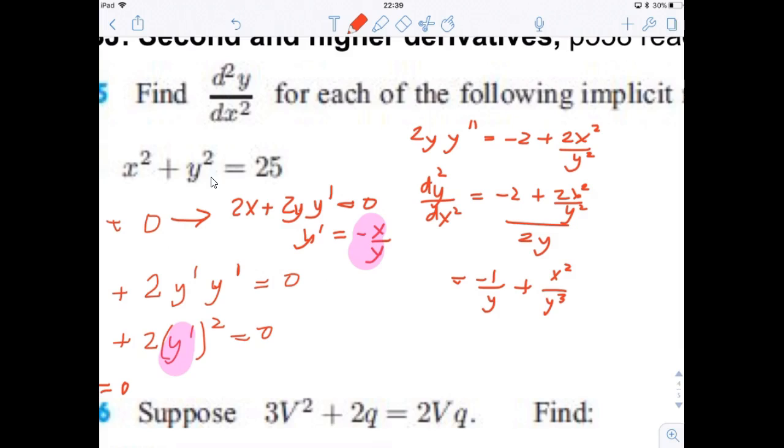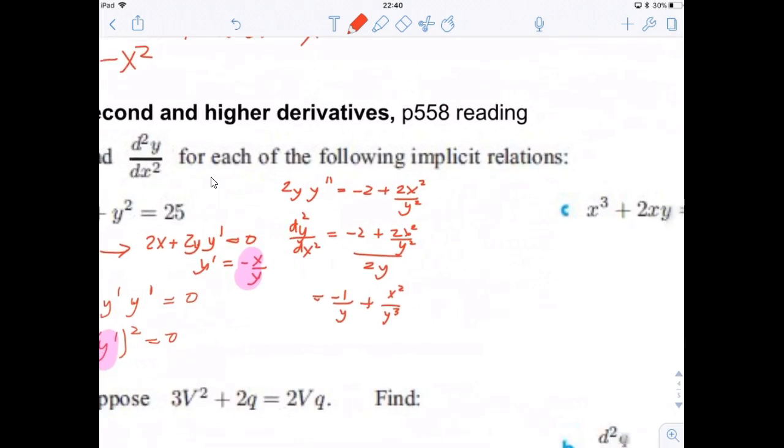Then I'm going to divide both sides by 2y to isolate the y double dash. The y double dash is the same thing as d squared y divided by dx squared. So I'm going to have negative 2 plus 2x squared divided by y squared, divided by 2y. Then I can cancel out all the 2's, and the first term is going to be negative 1 over y, and the second term is going to be x squared divided by y cubed. And I'm done. Okay? Now let's move on to C.